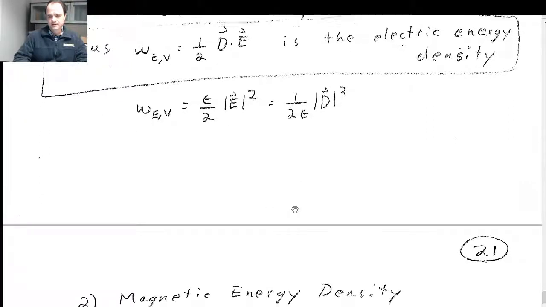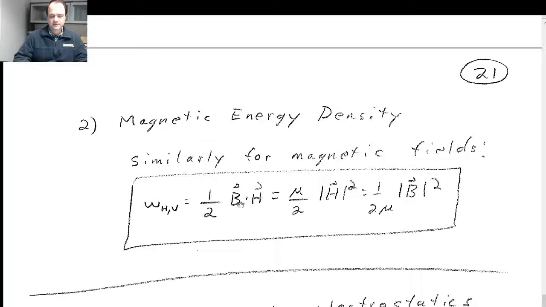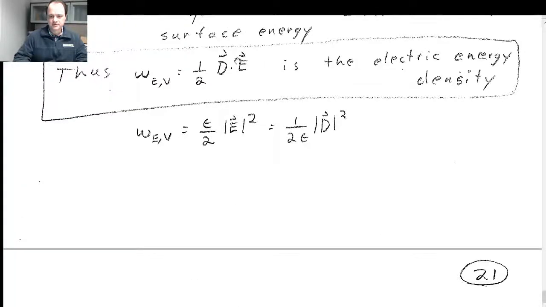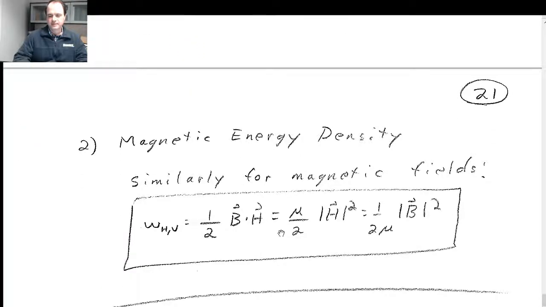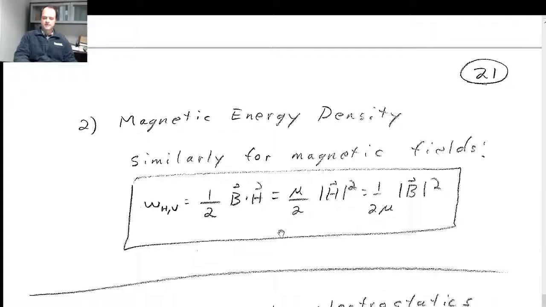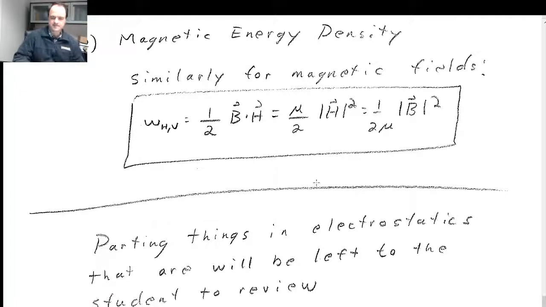Now, same thing with magnetic energy density. You have a very similar result. Instead of 1/2 D dot E, you have 1/2 B dot H, which with the magnetic constitutive relation you can express in either of these two forms, and that's that.